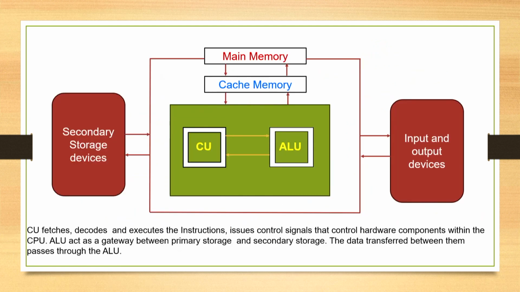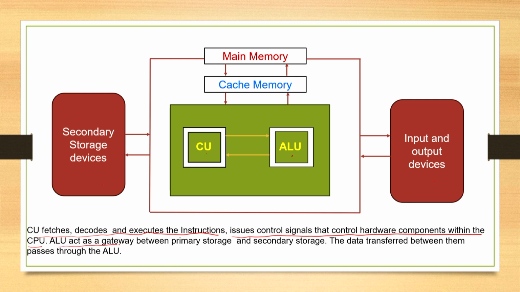This is another diagram to demonstrate the same thing. Here we have the main memory, cache memory, CU is the control unit, ALU is the arithmetic logical unit, secondary storage devices, input and output devices. So what exactly does it do? First the CU fetches, decodes and executes the instructions. Then it issues control signals that control hardware components within the CPU.